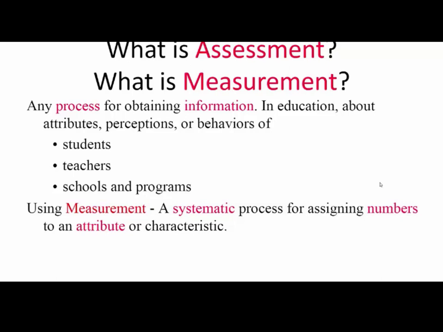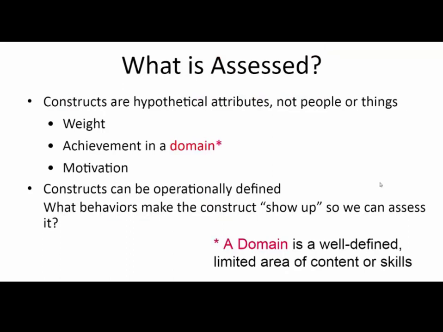And so for our purposes, we're going to define measurement as being a systematic process for assigning numbers to an attribute or characteristic. Certain things that we measure are obvious, things like weight and height. We can actually see those things, but some constructs cannot be seen. These are things like math achievement, reading comprehension, motivation, self-efficacy. They can be things that are a little bit more common that you hear more about in day-to-day life, like love or depression or happiness.